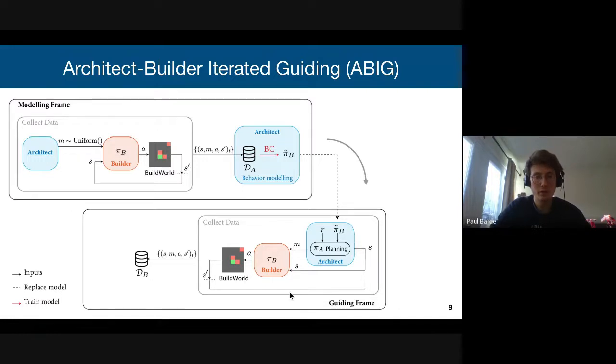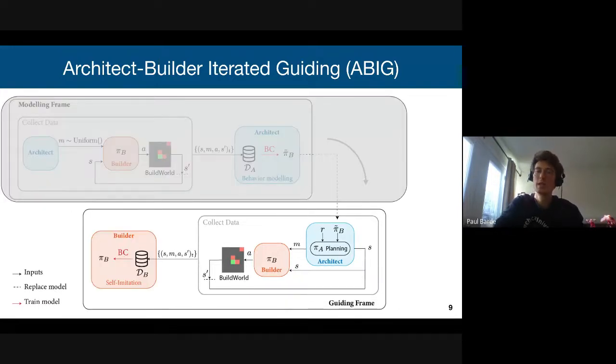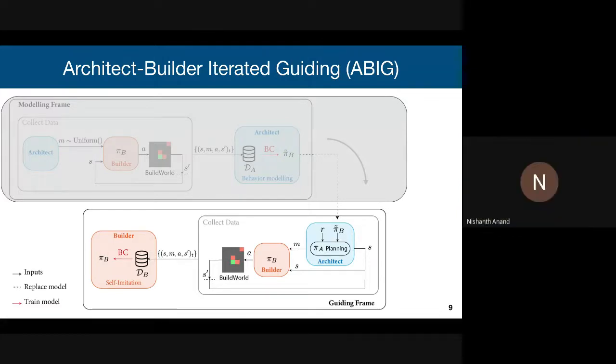And then the other learning part is done by the builder, when you have trajectories that are collected when the architect is maximizing its reward. These are actually demonstrations of how to maximize the architect's reward. But because the builder and the architect share the same objective, the builder can use this as a demonstration of how to maximize this objective. And this is how you can improve the policy of the builder, right? Does this make sense? Yeah, totally.